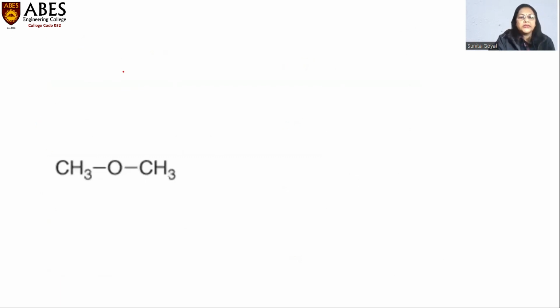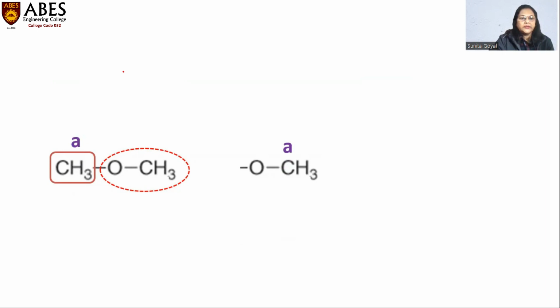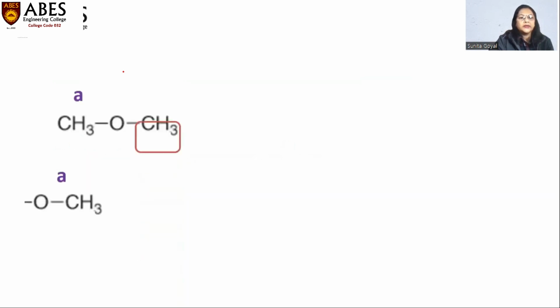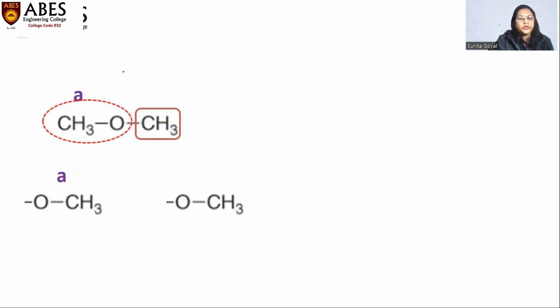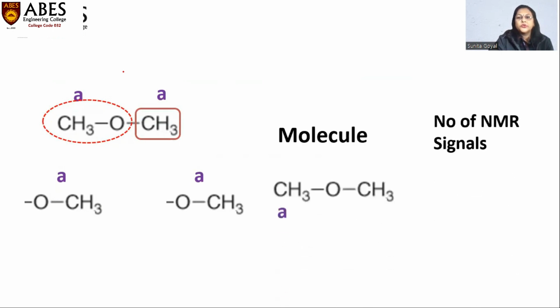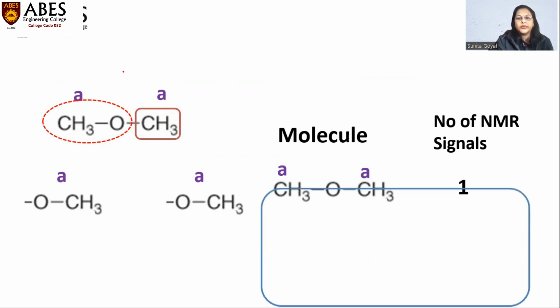We can see in the next slide also, there are a total of six protons in the set of 2 methyl groups. The first methyl group contains 3 protons, and it will give a signal. In the second CH3 or methyl group, again 3 protons are there, so there will be a similar signal. So the number of NMR signals in this molecule will be 1 only.